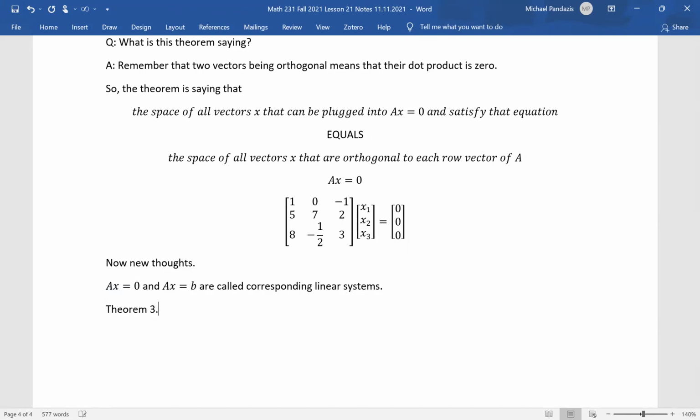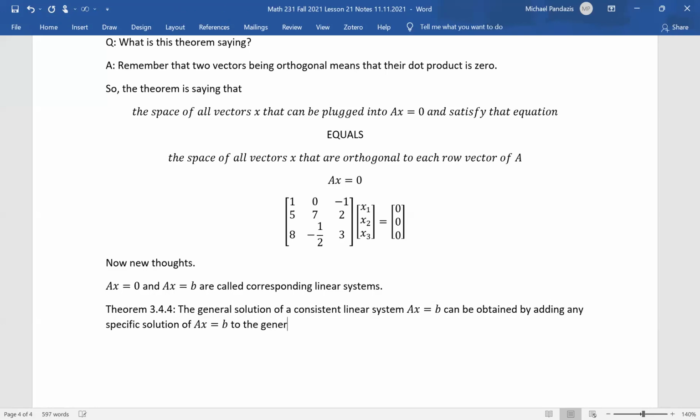Okay, so this is theorem 3.4.4. The general solution of a consistent linear system AX equals B can be obtained by adding any specific solution of AX equals B to the general solution of AX equals 0. So theorem 3.4.4, the general solution of a consistent linear system, remember consistent means it has at least one solution. So the general solution of a linear system with at least one solution, represented by AX equals B, can be obtained by adding any specific solution of AX equals B to the general solution of AX equals 0.